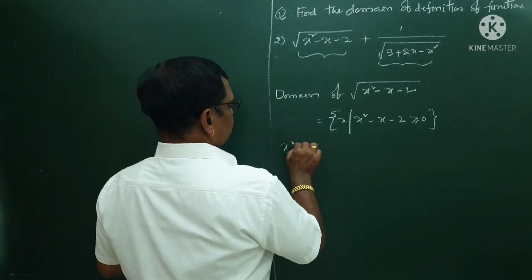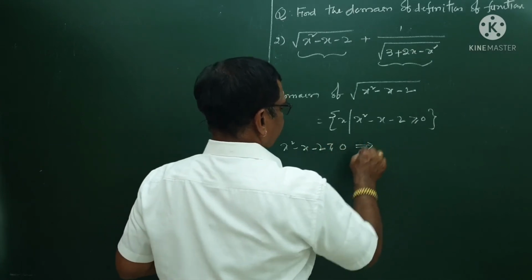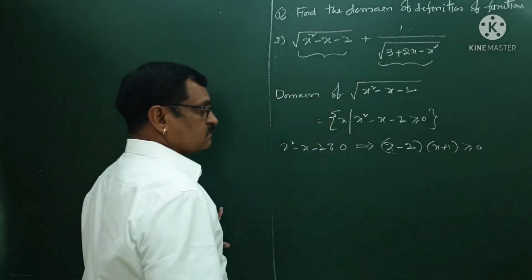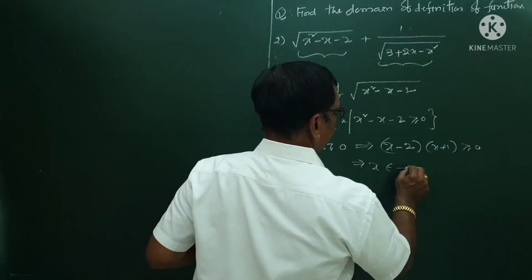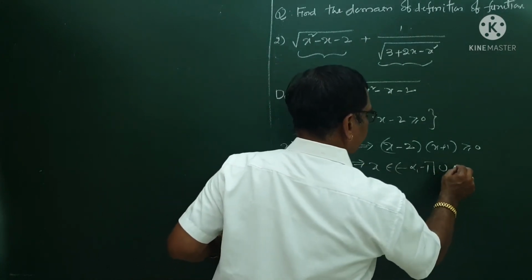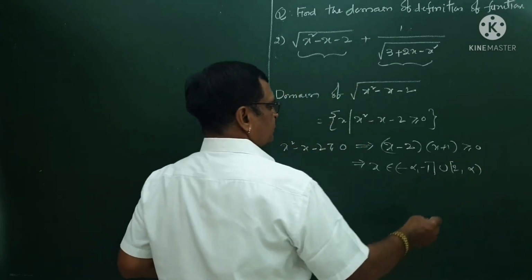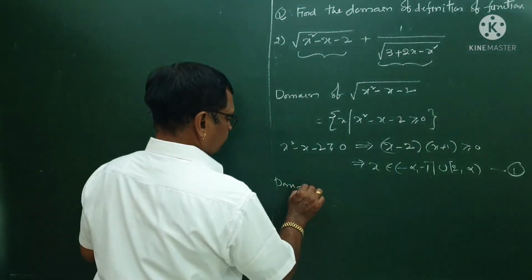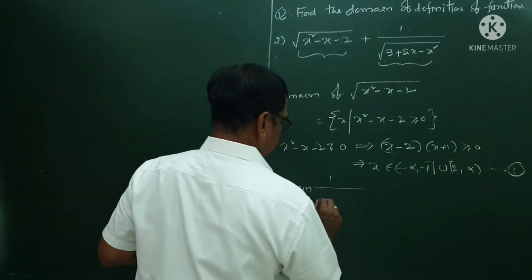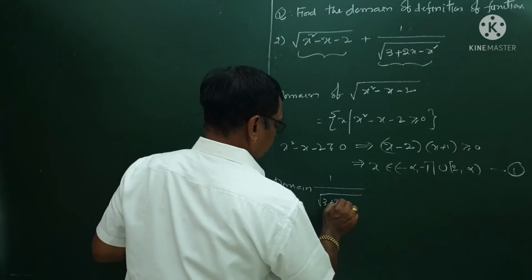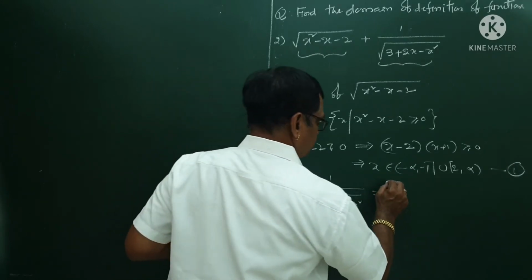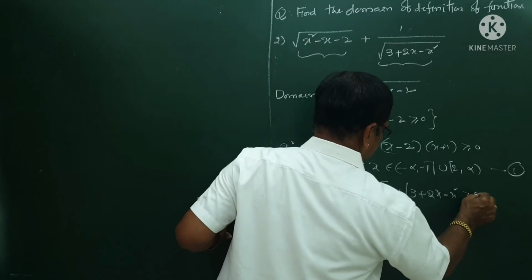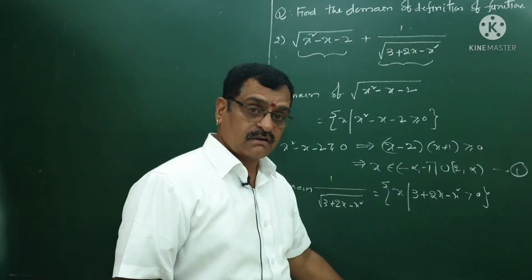Take x square minus x minus 2 more than or equal to 0. This is the same as x minus 2 times x plus 1 being more than or equal to 0. So this implies my x belongs to minus infinity to minus 1 union 2 to infinity. That is number 1. Next one, the domain of 1 over the square root of 3 plus 2x minus x square is x such that 3 plus 2x minus x square is strictly greater than 0. Why? Because it is 1 over.